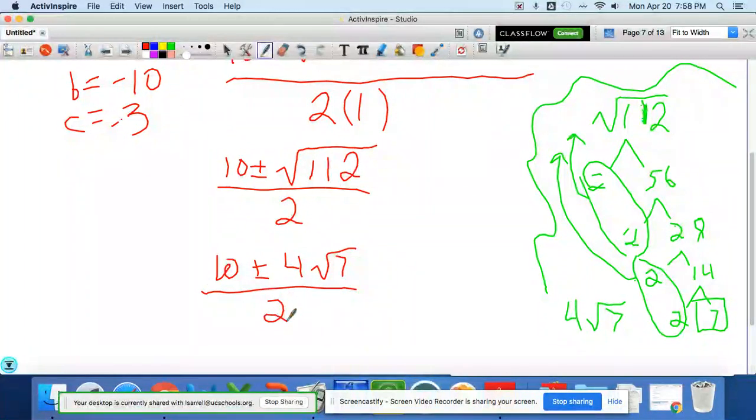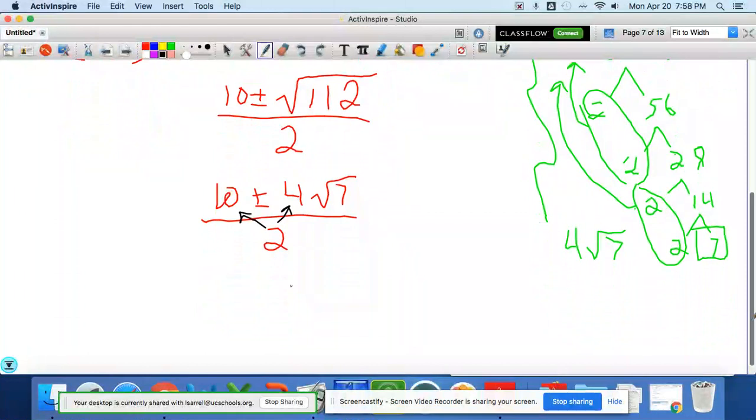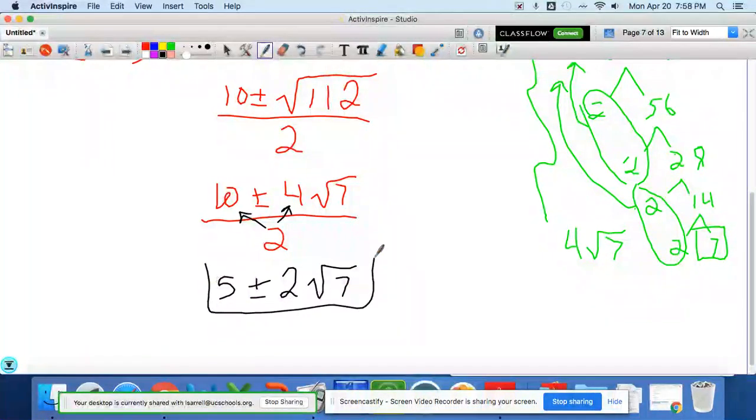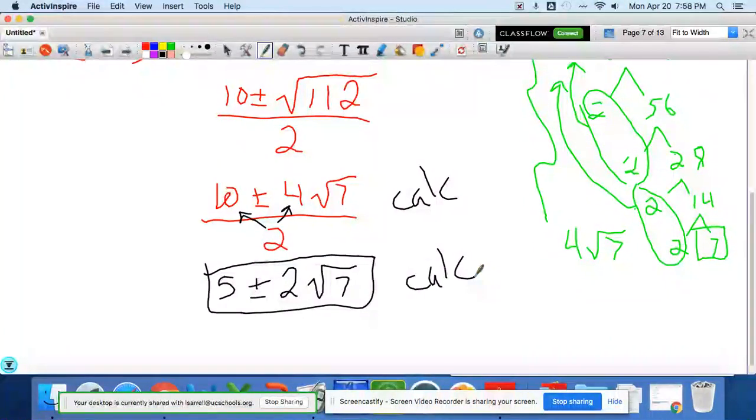And now we see something interesting has taken place. What we were talking about earlier was this 2 would have to divide into both of these numbers for us to simplify. And now it does. 10 divided by 2 is positive 5, plus or minus 4 divided by 2 is 2, square root of 7. This would be a great time to remind you, put this in the calculator and make sure you get the same crazy decimal. Hey, you could put the original problem in the calculator, the original quadratic formula, and see if it was the same, and it should be.